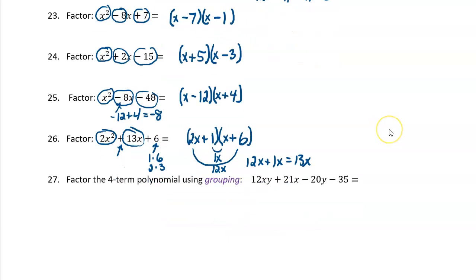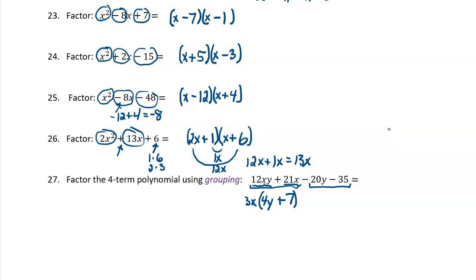Now, number 27, factor the 4-term polynomial using a technique called grouping. We're going to group the first 2 terms together and group the second 2 terms together and factor the GCF of each. So the greatest number that divides into 12 and 21 is 3. The letter x appears in both. So the letter x is part of the GCF. Now a set of parentheses. 3x times 4y is 12xy. 3x times positive 7 is 21x.